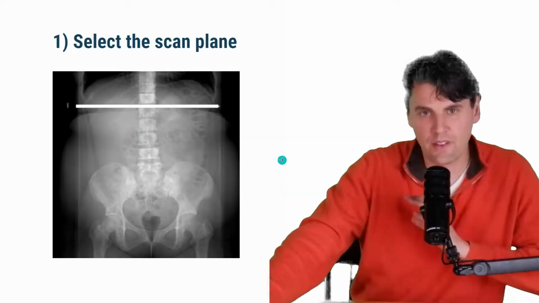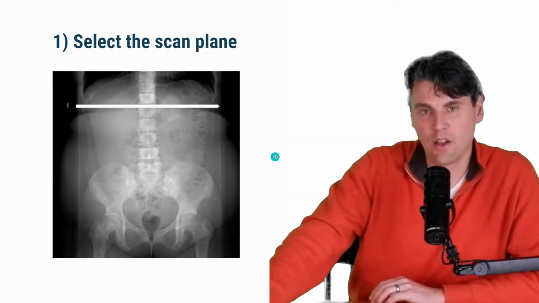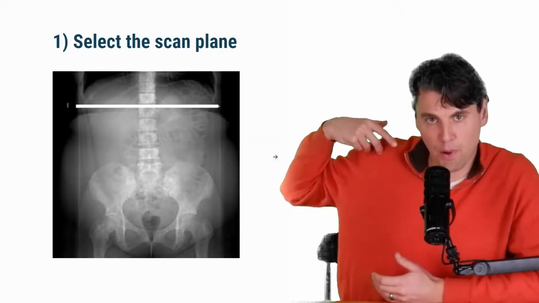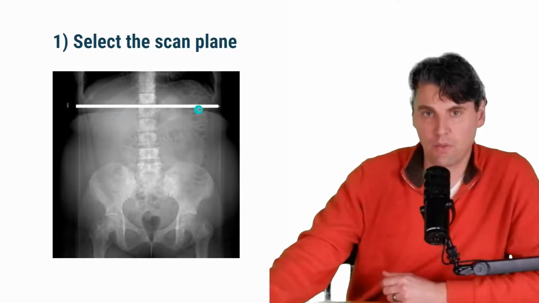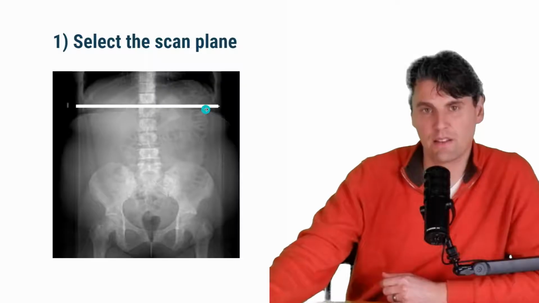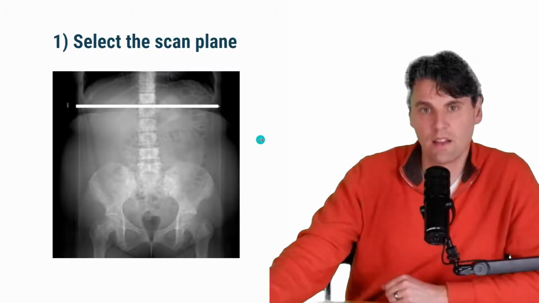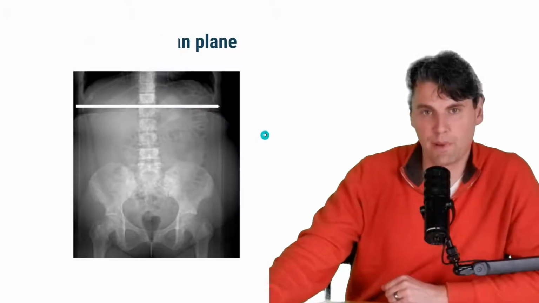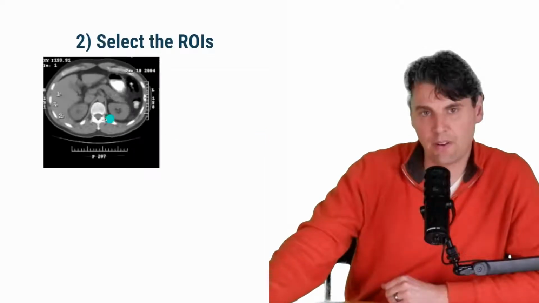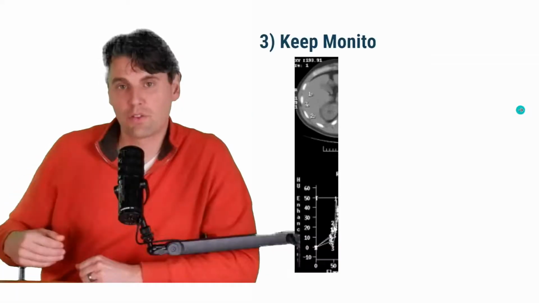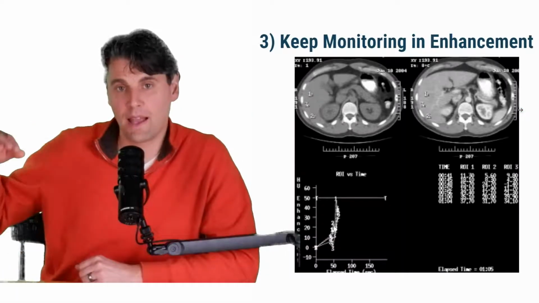The steps to do that: we'll take a scout or a topogram, and then we'll say what plane we want to image at to do the repeated imaging, to wait and see where the contrast is. So we'll draw that plane there, and then we'll take an image, and from that non-contrast image we'll put some regions of interest. We'll then track those regions of interest over time.